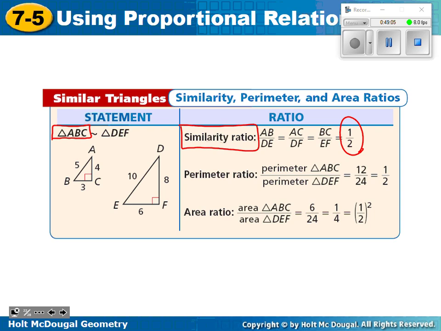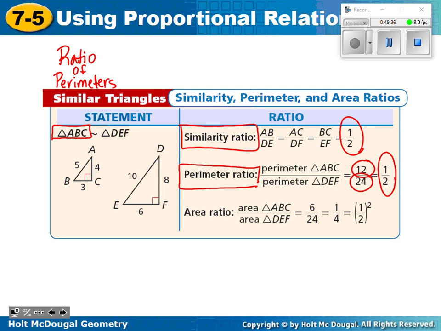Here's what you're going to learn, and I'm just going to tell it to you for time purposes. The ratio of the perimeters will be the same as the similarity ratio. So if you take the perimeter of the first one over the perimeter of the second one, you are going to get the same ratio. So write this down: the ratio of the perimeters is equal to the similarity ratio.